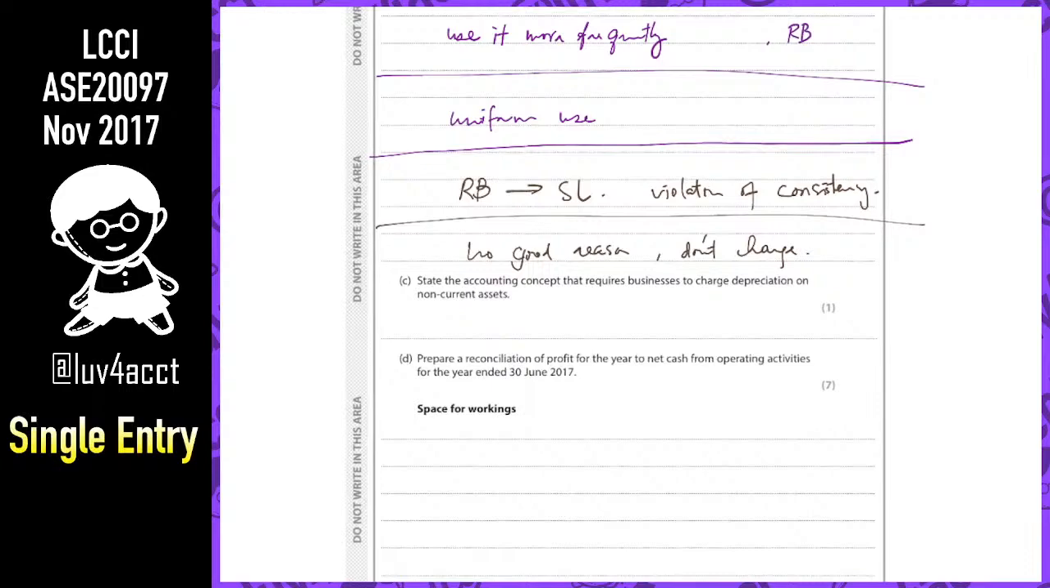Next, state the accounting concept that requires business to charge depreciation on non-current asset. That would be the accrual concept, and also possible for prudence, but accrual will be better. Because when you purchase the non-current asset, you pay the money, but you do not use it immediately in that year. You use it for several years. That's why you have to assign part of the cost to different years because of the use.